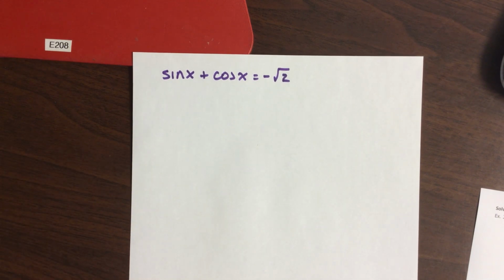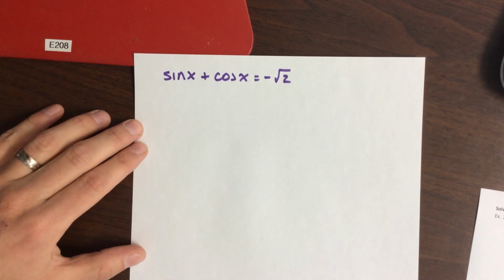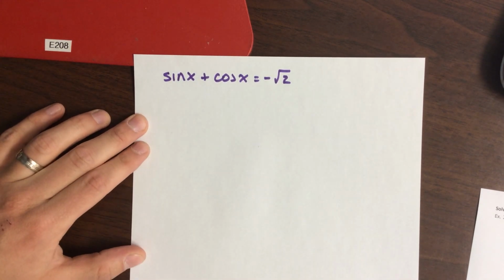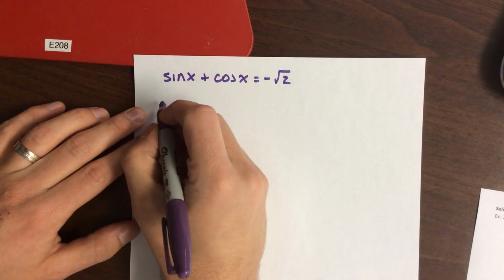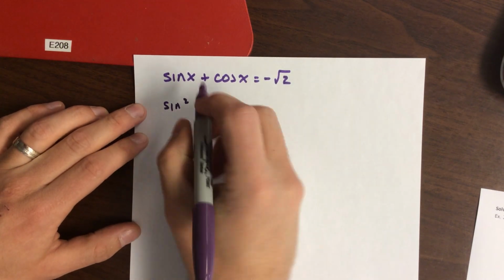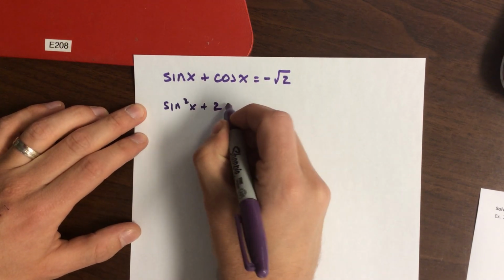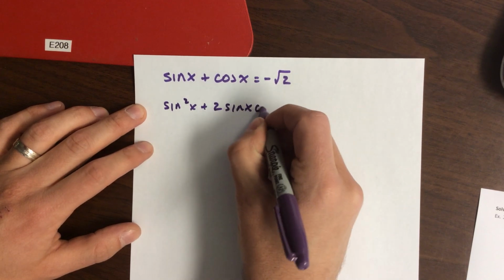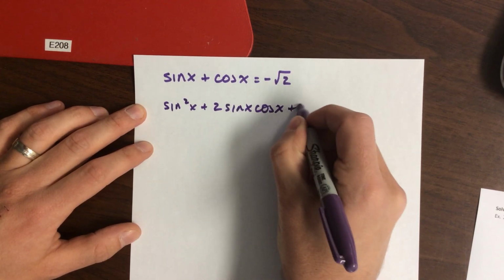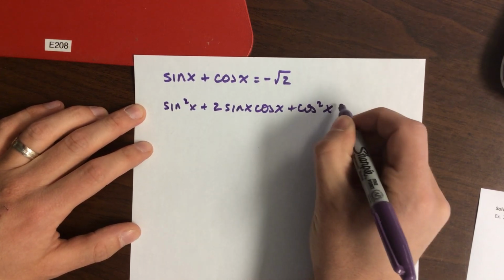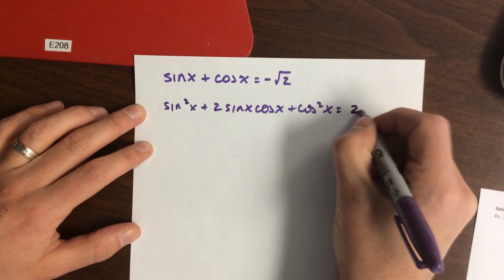Sine of x plus cosine x equals negative root 2. What should we do? It's like the last one. You want to square it again? Let's square both sides. We square both sides. We've got sine squared plus 2 sine x cosine x plus cosine squared equals 2.